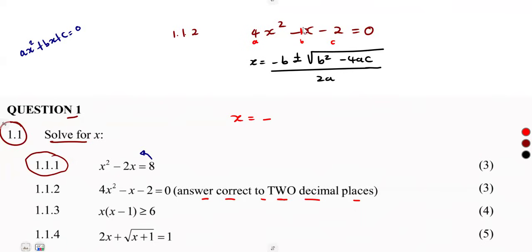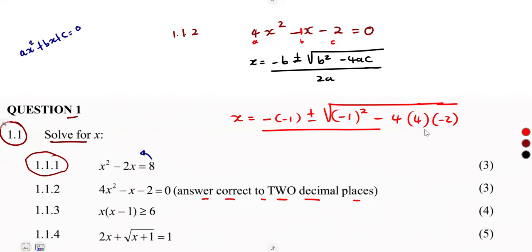So that's minus, our b is what? -1. So you're going to have plus or minus the square root of b, that is -1, remember, but we must square this, minus 4 times our a, which is 4, and our c is what? -2. So that is it. Everything over what? Over 2a, which is 2 times 4.